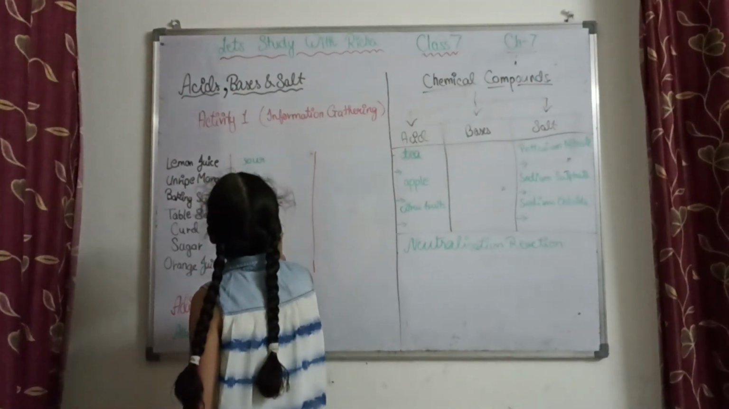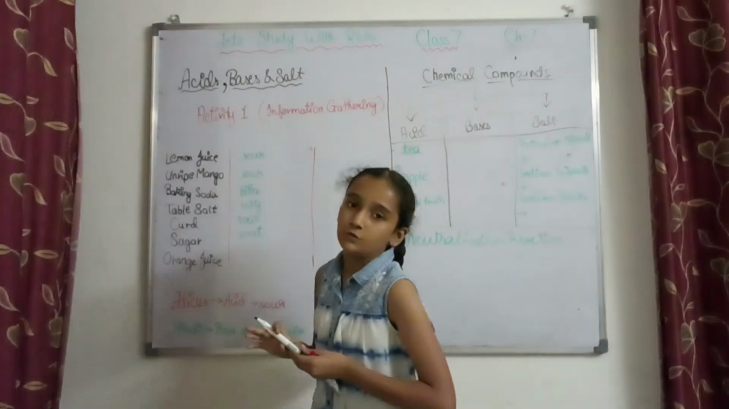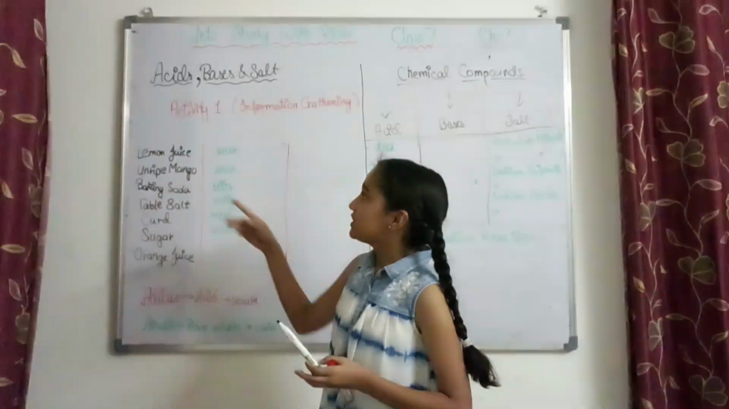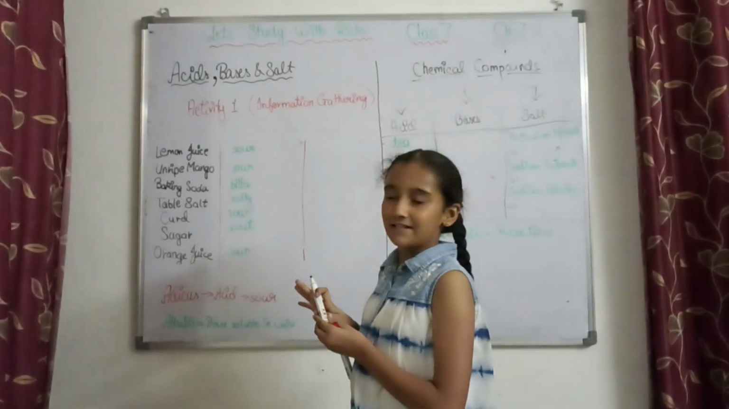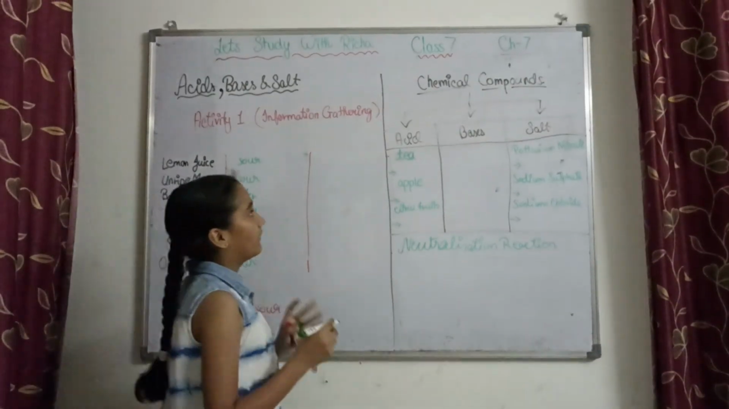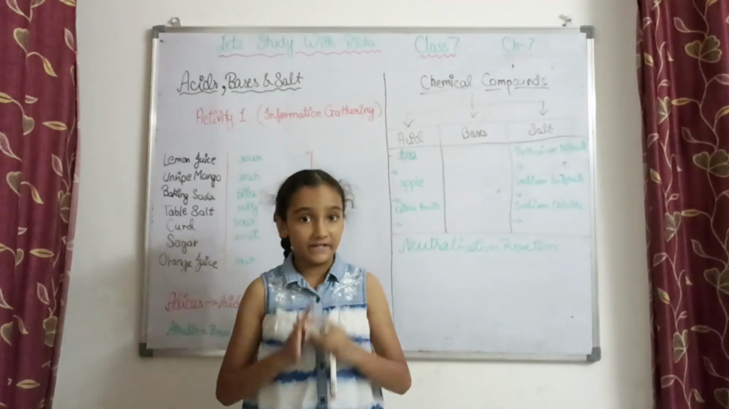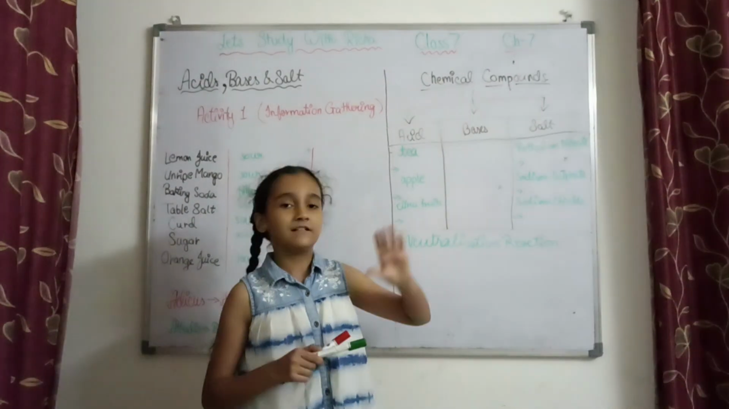Sugar is sweet. Next comes the orange juice. Orange juice is a family of citrus fruits, so it is also sour. So here, let us now guess, is it an acid, base or a salt? If it's sour, it is an acid. If it's bitter, it is a base. But if it's salty, it is a salt.